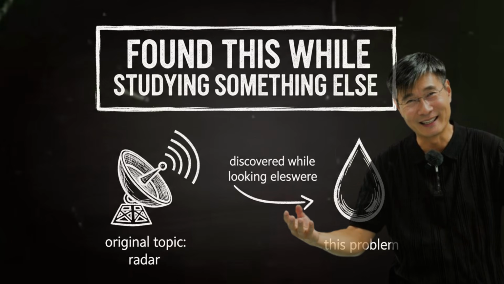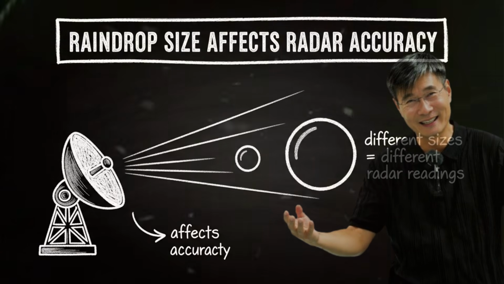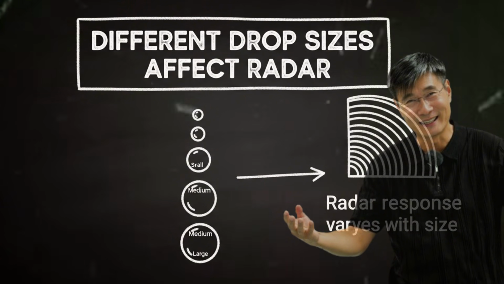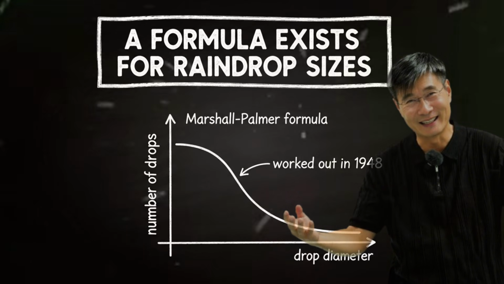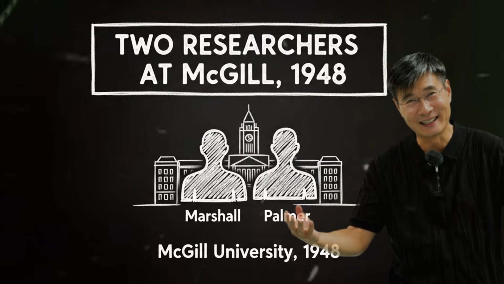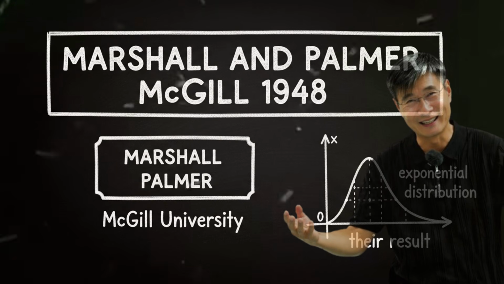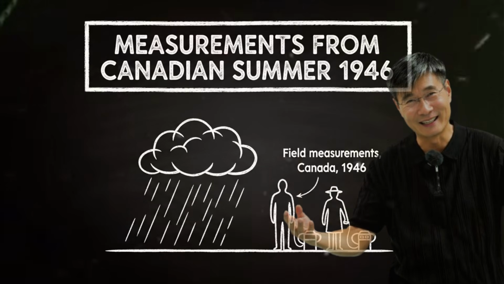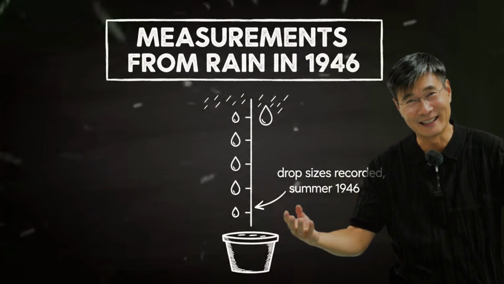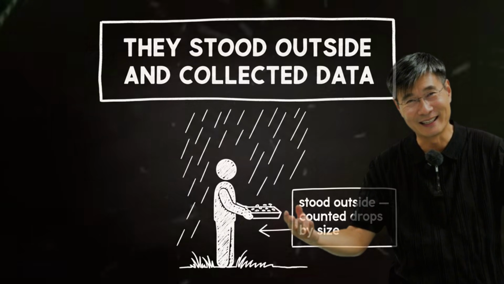For now, hold it. I came across this problem while looking at something else entirely, the way different raindrop sizes affect the accuracy of weather radar readings. There is a formula worked out by two researchers at McGill University in 1948, Marshall and Palmer, derived from measurements of rain falling over a Canadian summer in 1946.